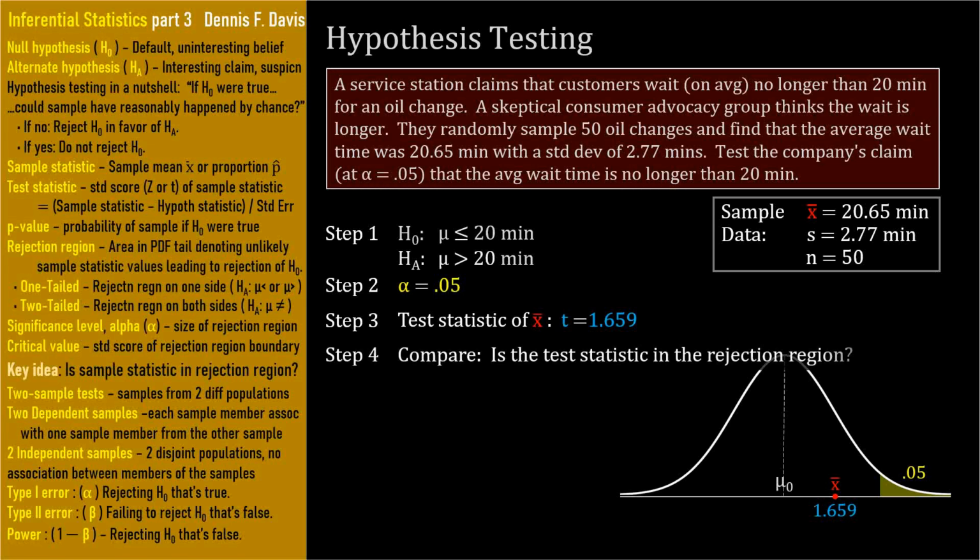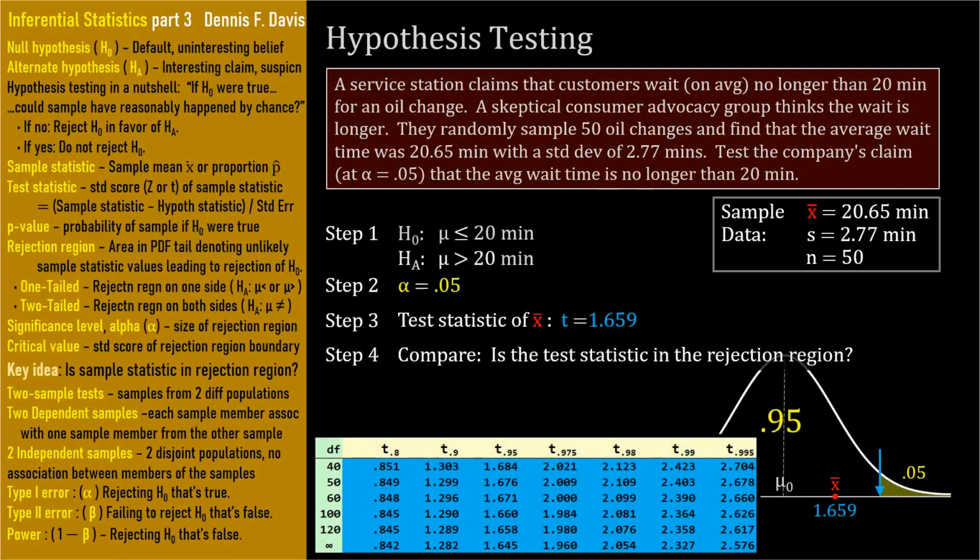The rejection region boundary is right here. We need to find the critical value of this point. Alpha is 0.05 to the right, so the cumulative probability up to the critical value is 0.95. Degrees of freedom is 49.